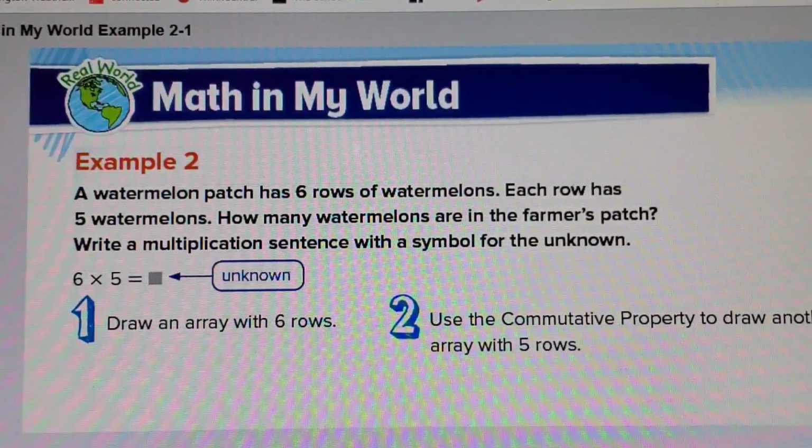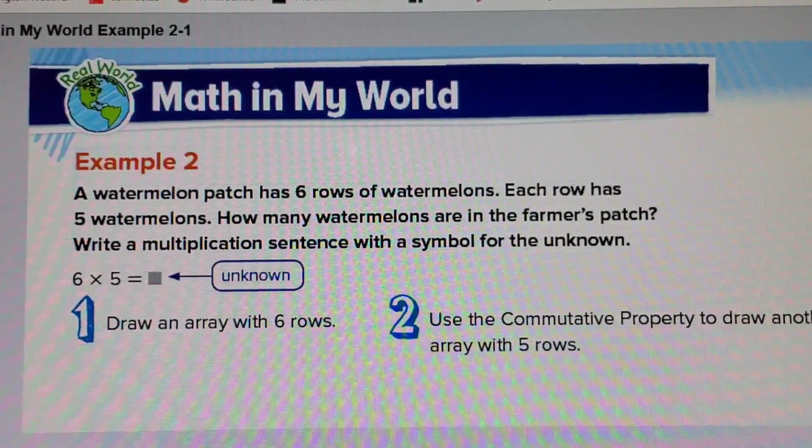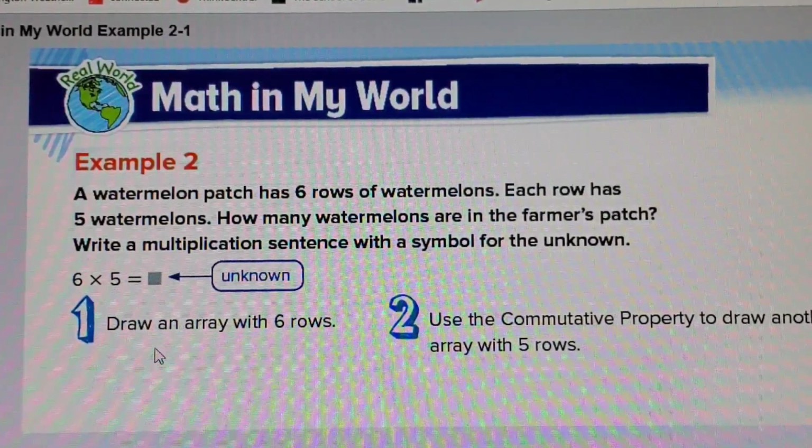Example 2. A watermelon patch has 6 rows of watermelons. Each row has 5 watermelons. How many watermelons are in the farmer's patch? Write a multiplication sentence with a symbol for the unknown. They've done that for you. 6 times 5 equals unknown.